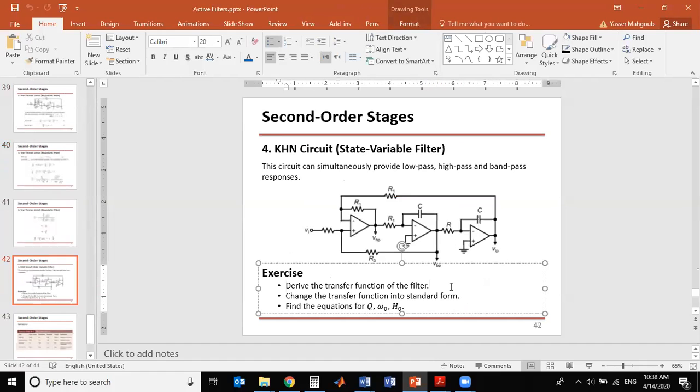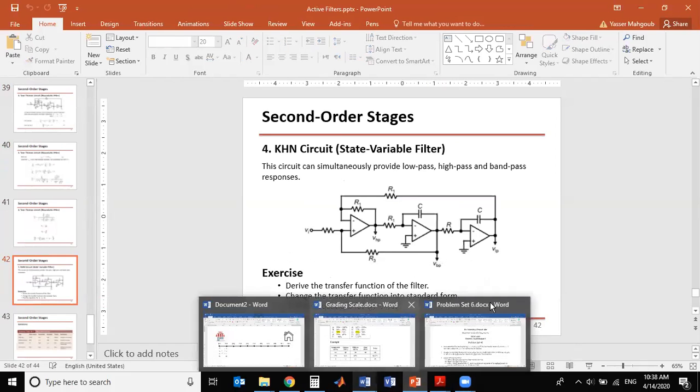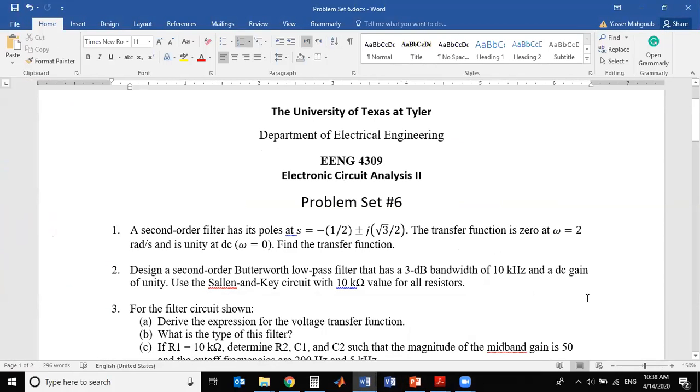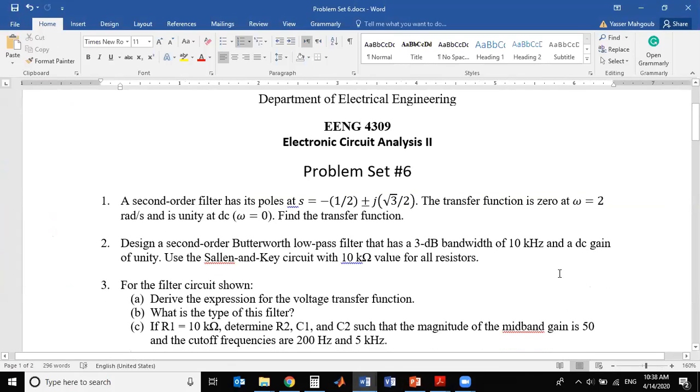Any question before we go through problem set number 6? Okay, so this is problem set number 6. I will just show you how to solve them. I'm not gonna solve every question till the end. I'm just gonna give you the key to the answer, and you can finish it at home. And let me know if you have a question.